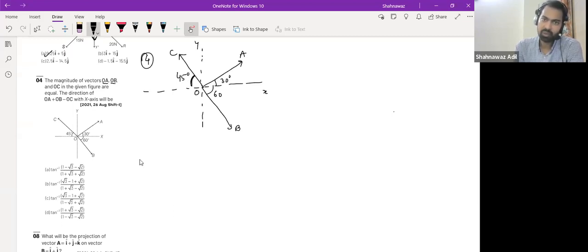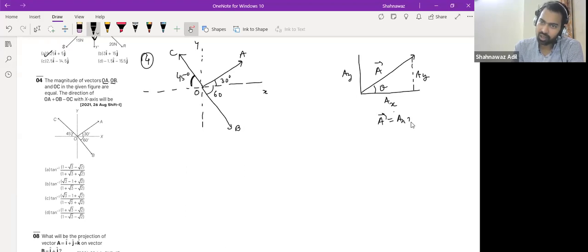Just remember that whenever we are moving in the x direction, let's say 3 units or whatever, this would be ax, and this would be ay, and this is the angle. So the vector is axi plus ayj.